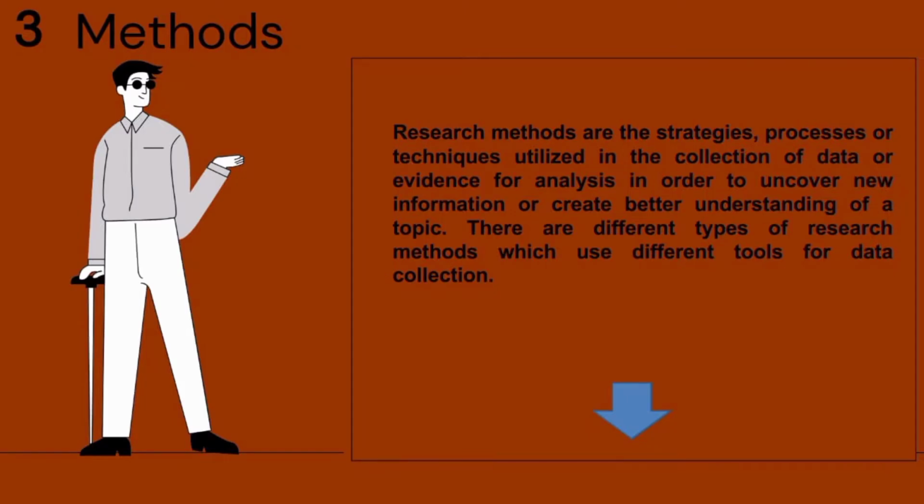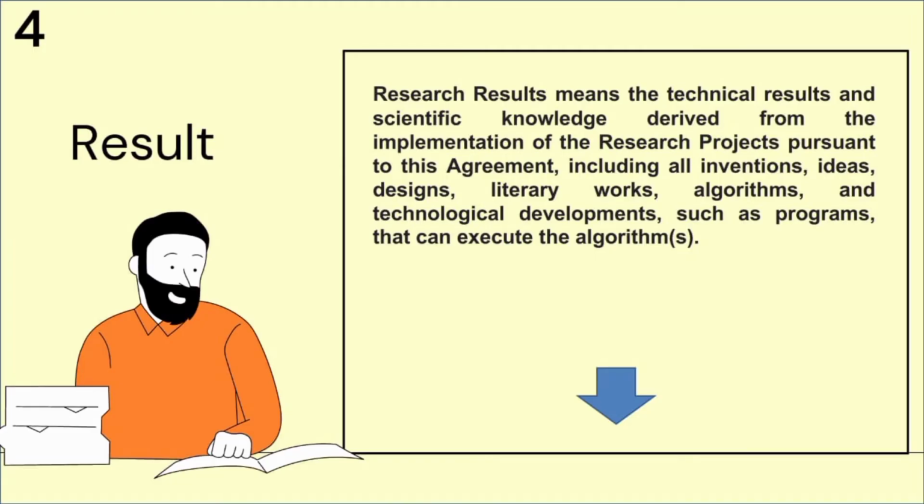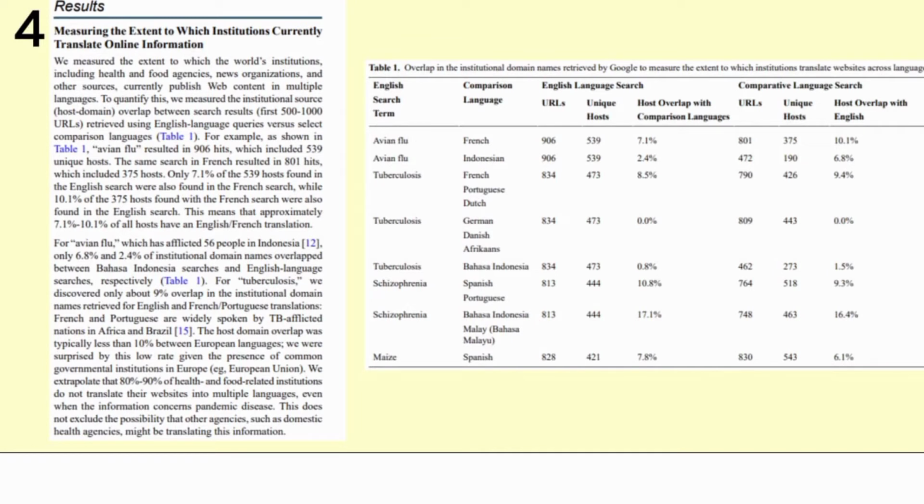The third is the method, where the research method refers to the tools that one uses to do research. This can be qualitative, quantitative, or mixed. Here I show you a picture that I have taken from the journal that has been identified. And the next is the result, which means the technical result and scientific knowledge derived from the implementation of the research project pursuant to this agreement. Here I show you a picture from the journal.